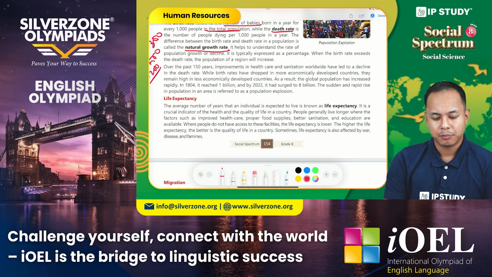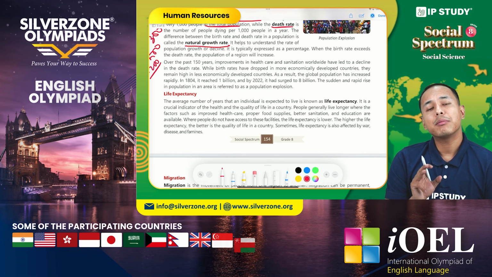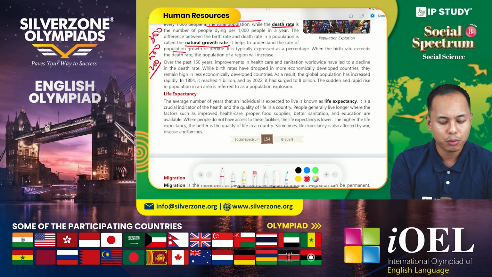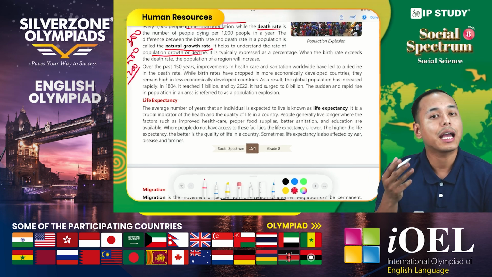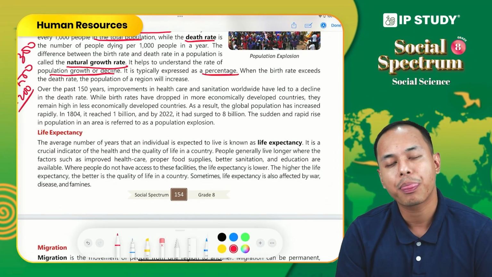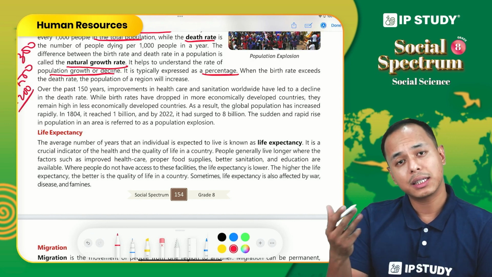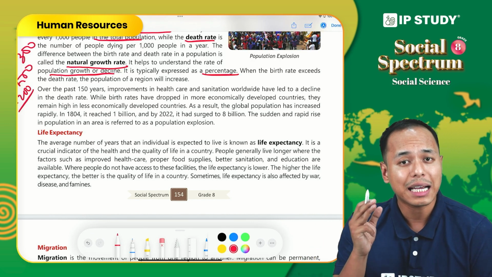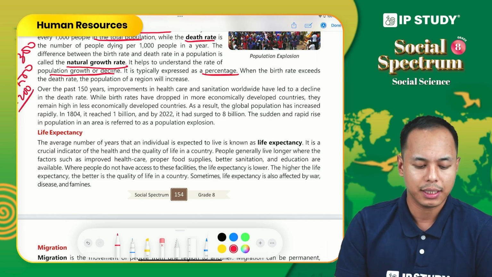The natural growth rate helps us to understand the population growth or decline. It is expressed in percentage, and when birth rate exceeds death rate, population increases. When death rate exceeds birth rate, population declines.